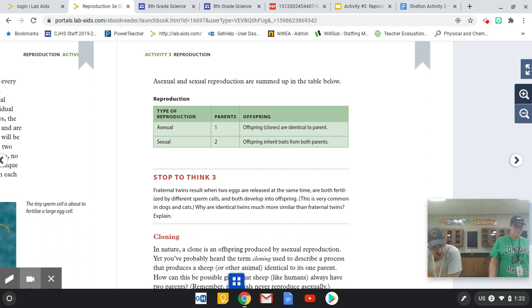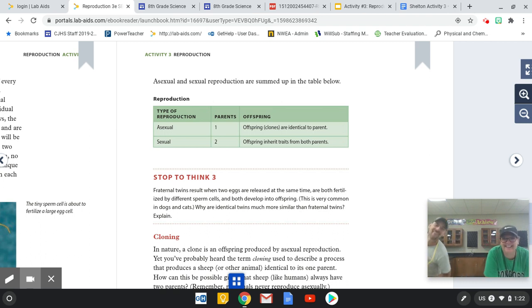Okay, so asexual and sexual reproduction are summed up in the table below. So let's look at it. So you see on the left side here, we have asexual reproduction. Remember, in asexual reproduction, there's only one parent. And therefore, the offspring, or what we call clones, are identical to the parent. So if my parents were asexually reproducing and they produced me, I would literally just look like my dad. Or if it was my mom that was asexually reproducing, I would literally look just like her. In sexual reproduction, that's where you have two parents. So the offspring inherit traits from both parents. So that makes sense because that's why I look like a good combination of my mom and my dad, because I got some of his information and some of her information, and it mixed it and got me.